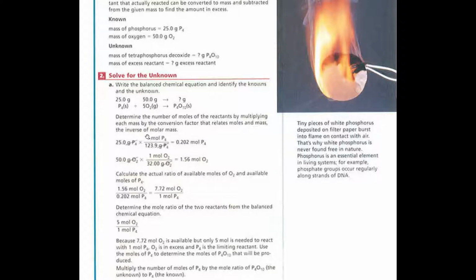Well, how do we do that? Remember, since this is grams, we want to put the grams on the bottom. And this is the molar mass of P4. We find this by just multiplying 4 times the molar mass of 1 phosphorus, and we get 123.9. So 25 divided by 123.9 gets us 0.202.